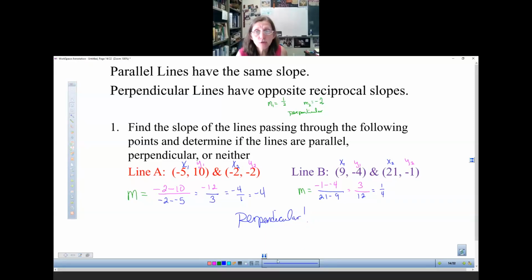And that's all you've got to do for these, okay? Find the slope, look at the relationship. If they were the same, they'd be parallel. Like this, they're perpendicular. If we had -4 and -1/4, they would be neither. So in order to be perpendicular, they have to have opposite signs, and they have to be flipped at each other. So, reciprocals.